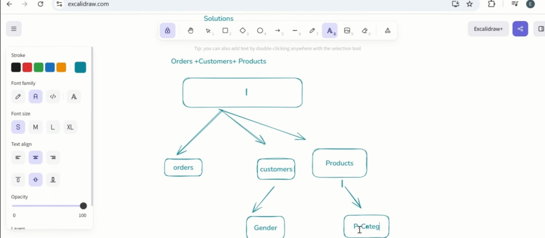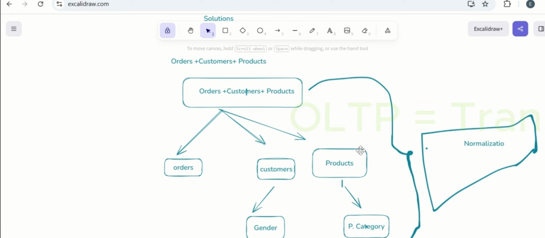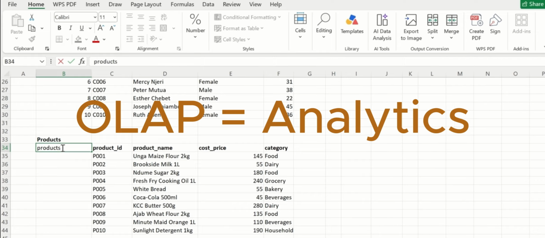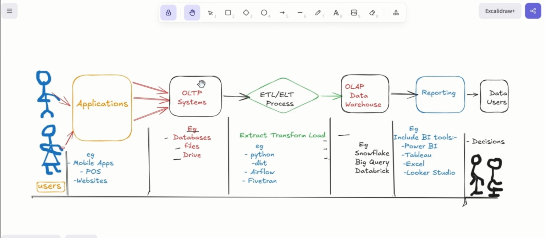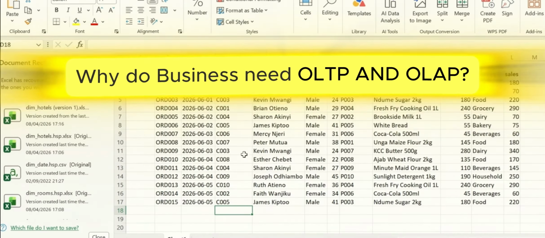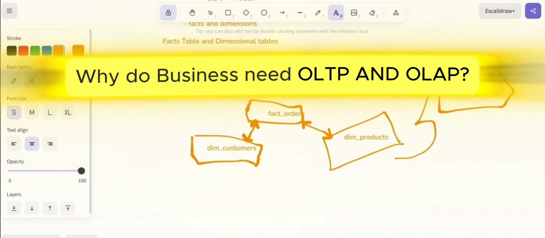Forget the textbook definitions that most people know: OLTP is for transactions, while OLAP is for analytics. But here is one question that nobody wants to answer. Why do businesses need both of these systems?